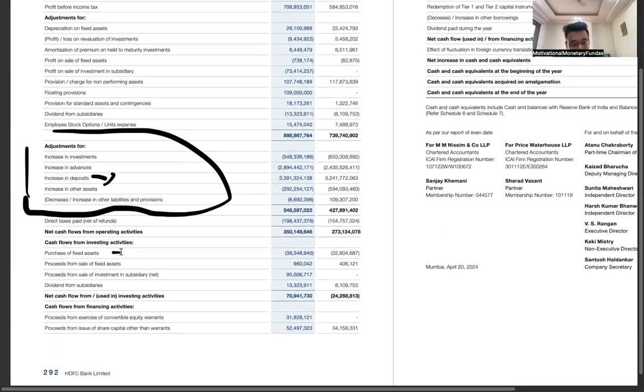of fixed assets, sale of fixed assets, proceeds from sale of investments, and dividend from subsidiaries. Now you might argue why this investment is not a part above. Can someone tell me what is the difference between these investments in operating activities and the investments in your investment activities, proceeds from sale of investment and subsidiary?